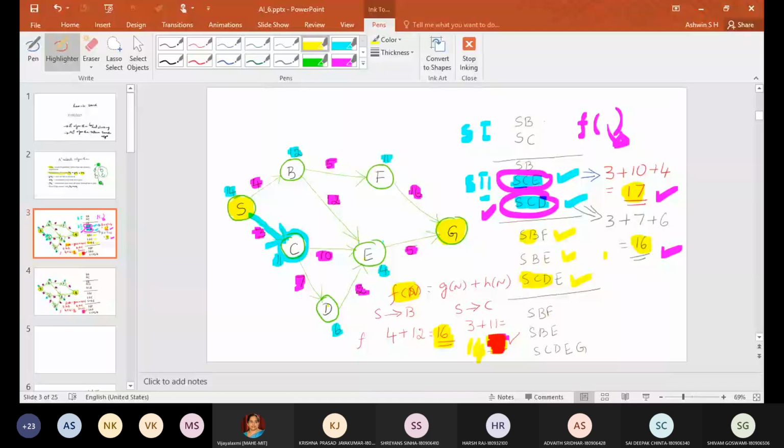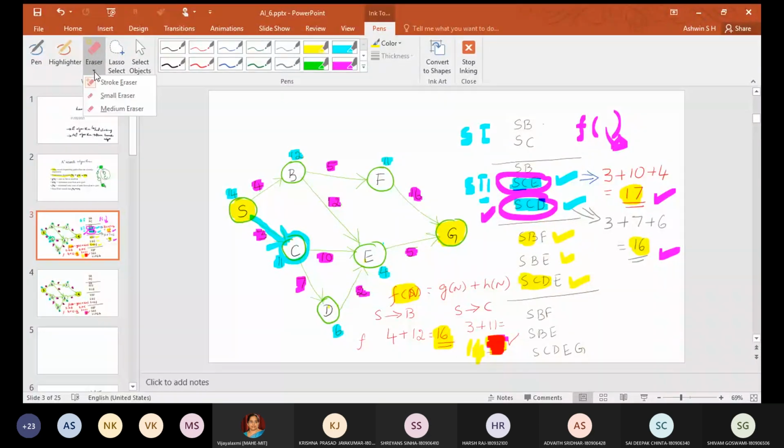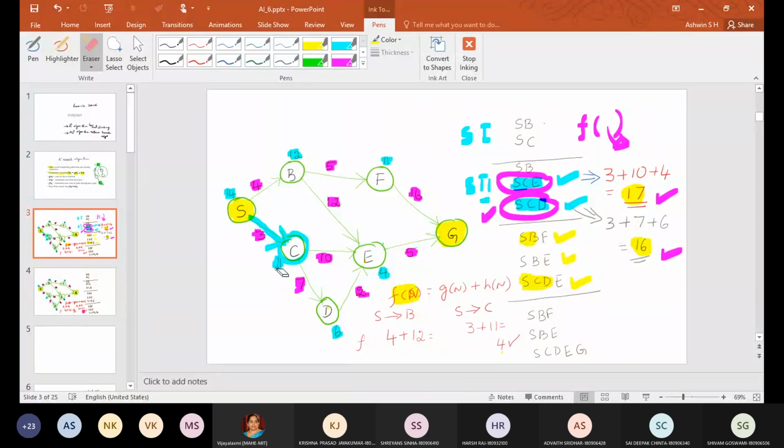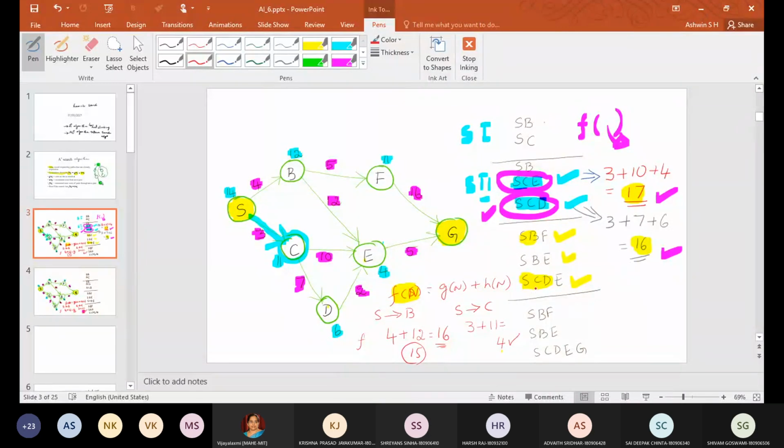Suppose instead of 16, I'm giving you an example, suppose this was 15, maybe because of this cost. Then you would not have expanded SCDE in the third step. You would have simply gone to SBF and SBE. Okay, this is a very important concept in this A star search.